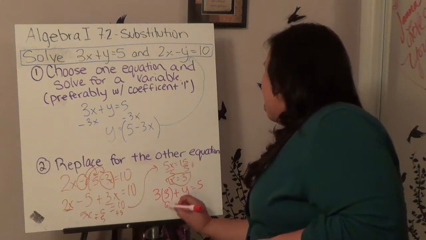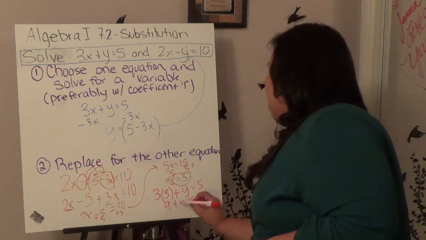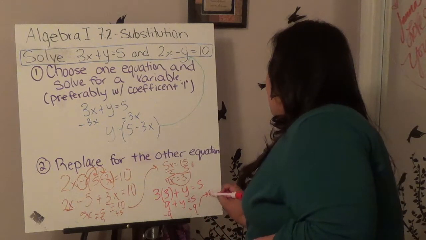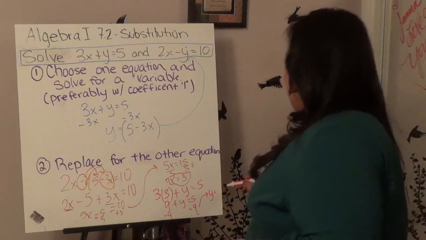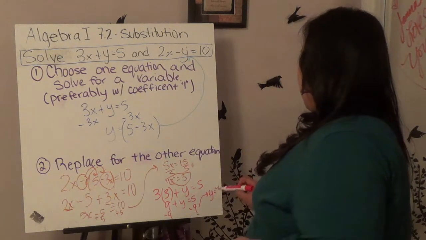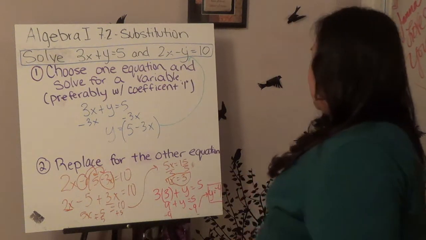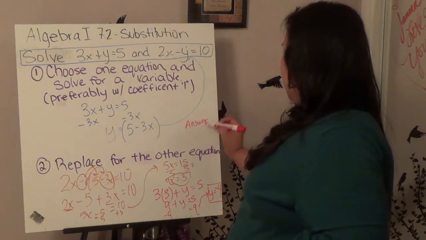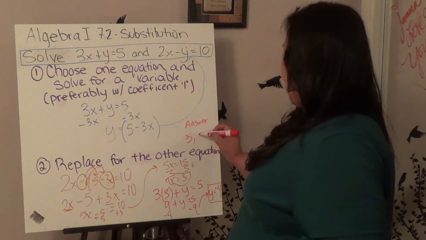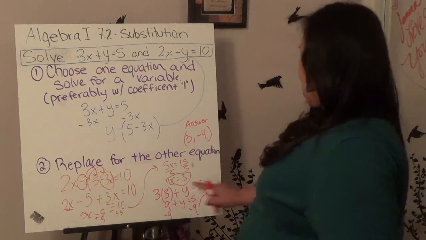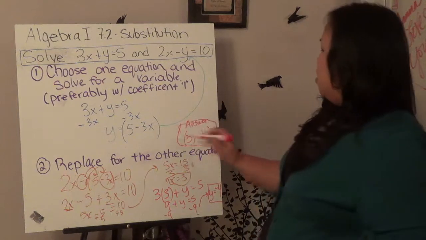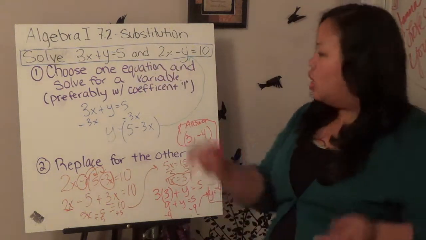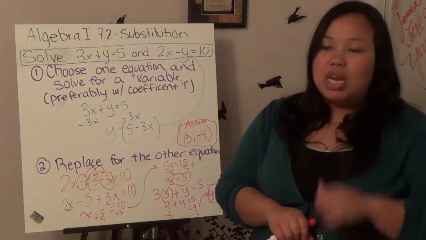3 times 3 is 9, plus y equals 5. I'm going to subtract 9 from both sides. I end up with y equals negative 4. So my answer here is 3 comma negative 4. Okay, x comma y. Okay, this means that if I were to graph these two equations like I did in the last section, they would overlap at 3 comma negative 4.